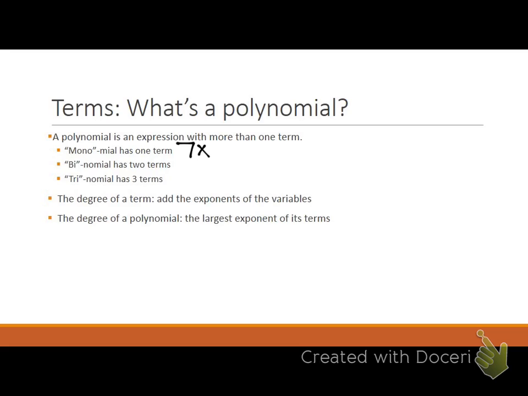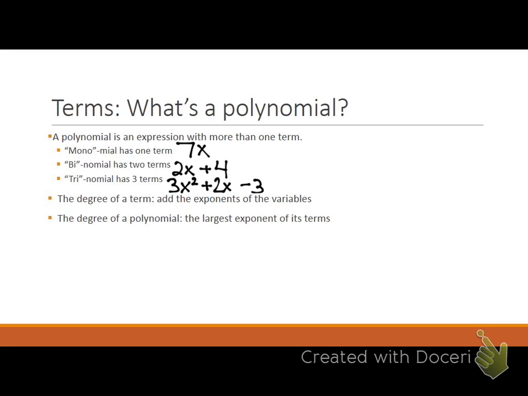A binomial has two terms, so maybe 2x plus 4. Two terms in the expression, binomial. A trinomial has three terms, so maybe this one's 3x squared plus 2x minus 3. So monomial, binomial, trinomial, what is that? It's basically how many terms are in the expression. And then if it has more than one term, I just call it a polynomial. So if it has 4 or 5 or 6 terms in the expression, polynomial.